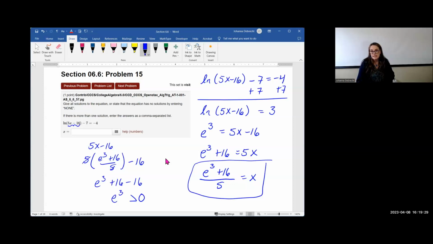Now, if you want to have a decimal value, you'll have to use your calculator because e cubed is irrational. So if you do this one, then you're going to have e cubed plus 16, and then you're going to divide the whole thing by 5, which is going to give you about 7.2171, and so on. And that should give you the same value on both sides when you plug it in.